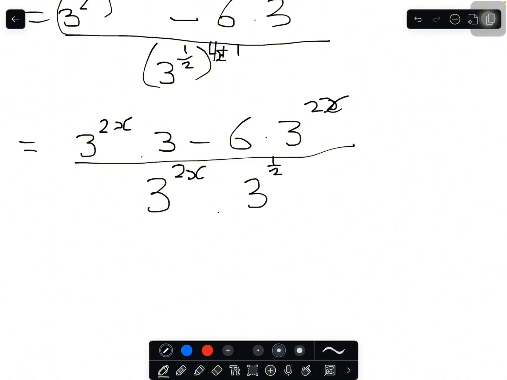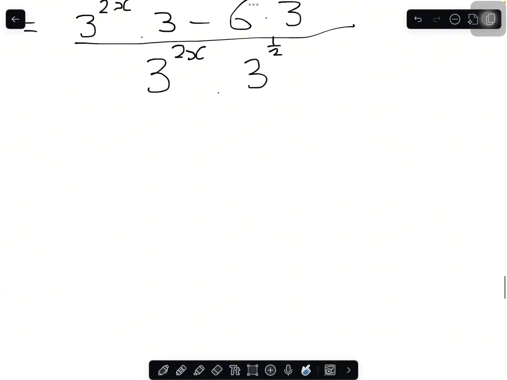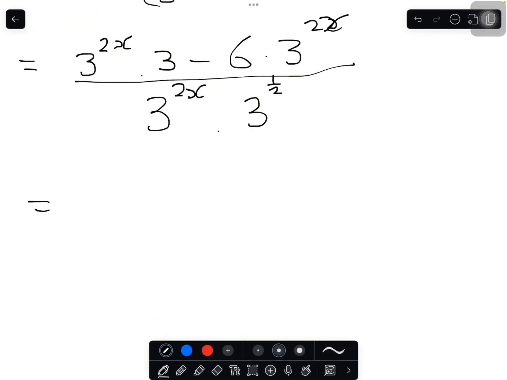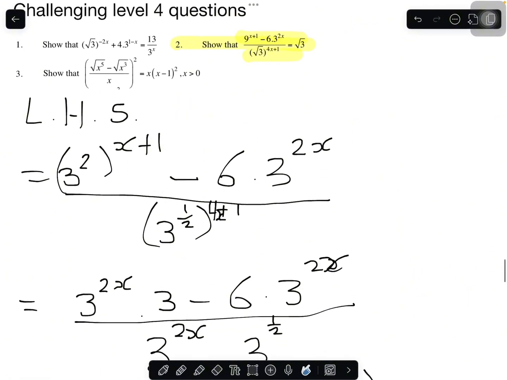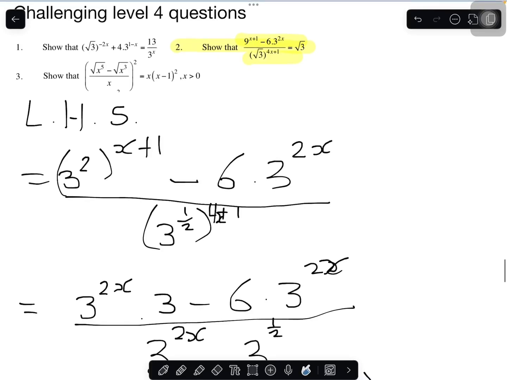Now, as I move on, if you look at the top part of my equation, I have a common factor of 3 to the 2x, and that's going to go into 3 minus 6. Is that correct? Yes, that is correct. And I'm going to have this 3 to the 2x. Let me just make sure I looked at my question properly. Minus.